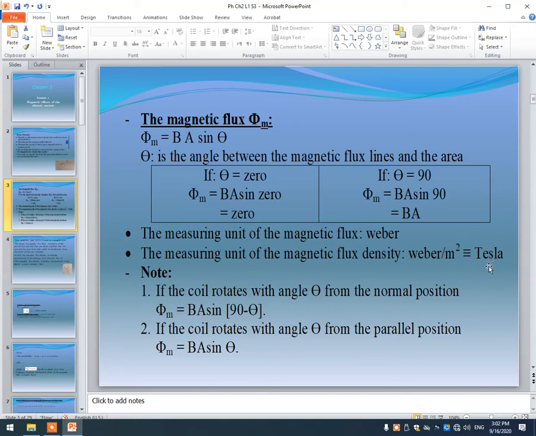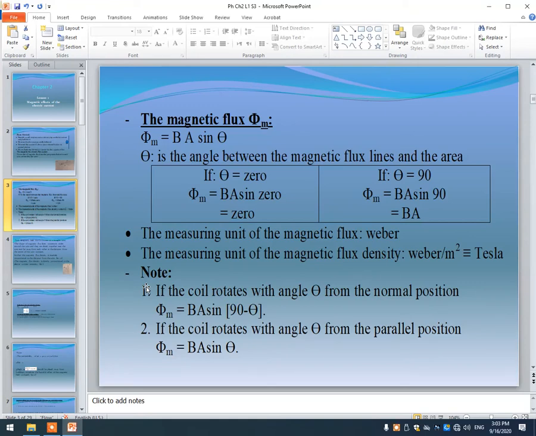another physical measuring unit. It's the Tesla, and the Tesla, in the same way as Weber, is the name of a famous scientist. But here note these two points. If the problem said that the coil was perpendicular to the magnetic flux lines, this means that the angle between the coil and the magnetic flux lines equals 90 degrees. Hence, phi m equals AB sine 90.